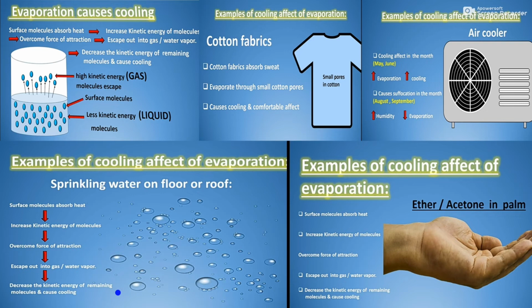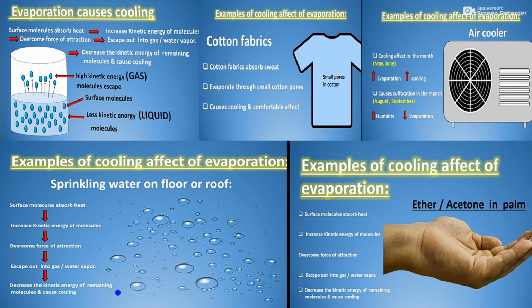Example of cooling effects of evaporation: cotton fabric. In summer season, we wear cotton clothes. Sweat evaporates through small cotton pores, causing a cooling and comfortable effect. Another example of the cooling effect of evaporation: you can see an air cooler.